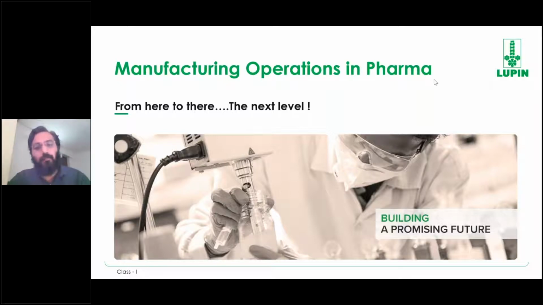So I'm sure all of us here would have had some experience in managing the manufacturing operations in pharma industry. So there are a lot of basic things that we have to take care. So that is what I call from where we come from. So as far as the basics are concerned, it starts with clearly setting a goal.